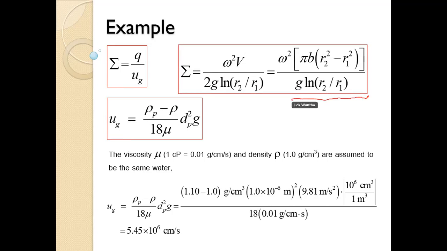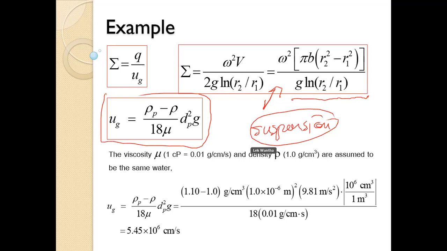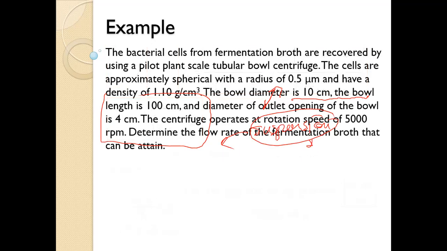For this equation, I show you in the book that I wrote in the Google Classroom. You can look at it to see why we get this equation, and UG is also calculated from it. For this example, we assume the viscosity and density of water. This is the viscosity and density of the suspension, not the solid. The solid we already know from the problem statement.